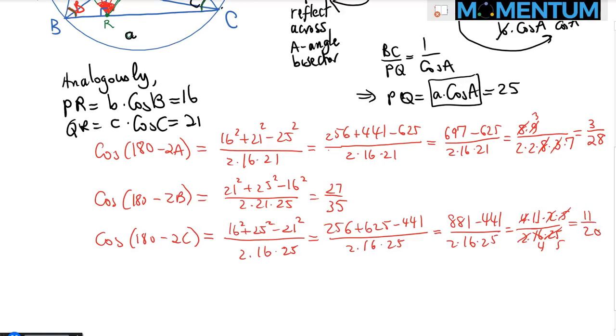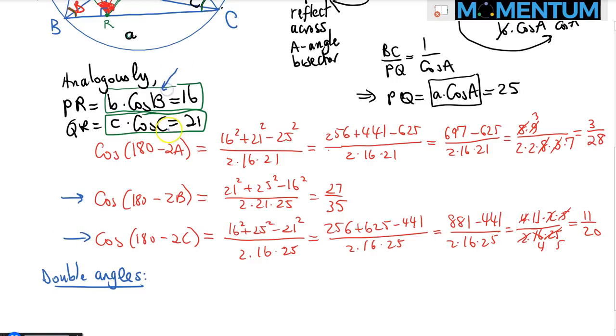(11/20). Okay, got it. Now lastly, notice that we already know b cosine b is 16 and c cosine c is 21. Okay, so let's now use the double angle formula. I'll just use it for this one and this one. Remember, all we need is cosine b and cosine c here, and then we'll just plug it in basically. It would be very straightforward, I hope. We'll start with this one.